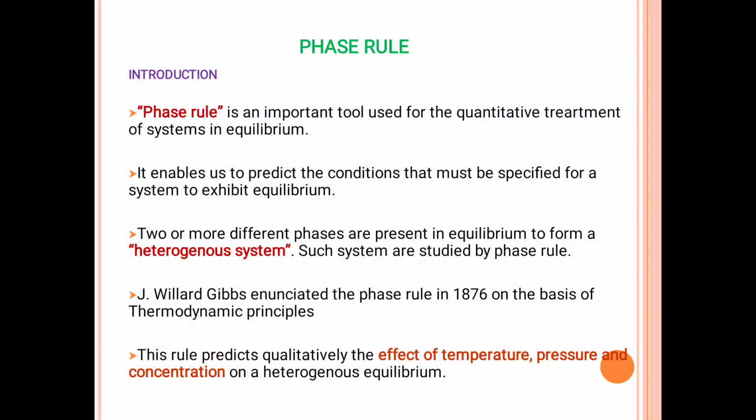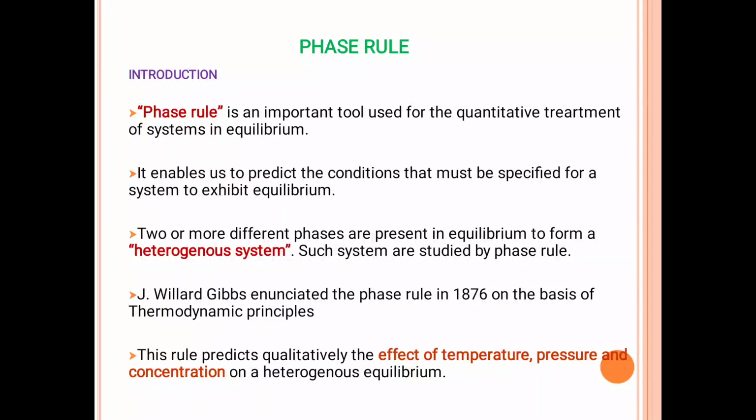Now we are going to see what is a phase rule. So we know phase rule is an important tool that is used for quantitative treatment of systems in equilibrium. Quantitative treatment means accurate measurement of systems. It enables us to predict the conditions that must be specified for a system to exhibit equilibrium.